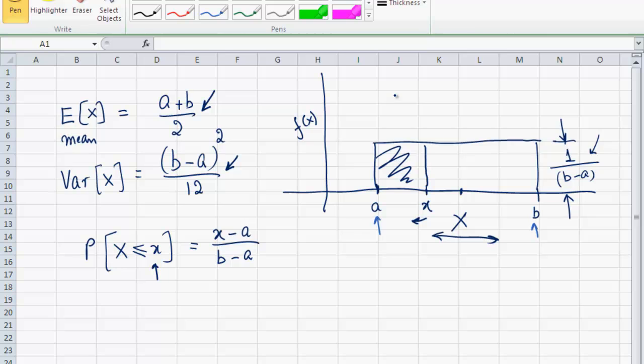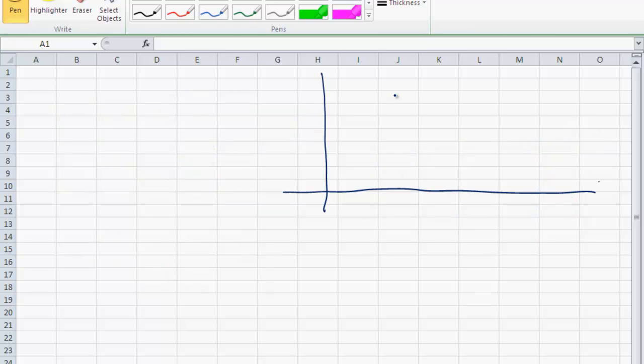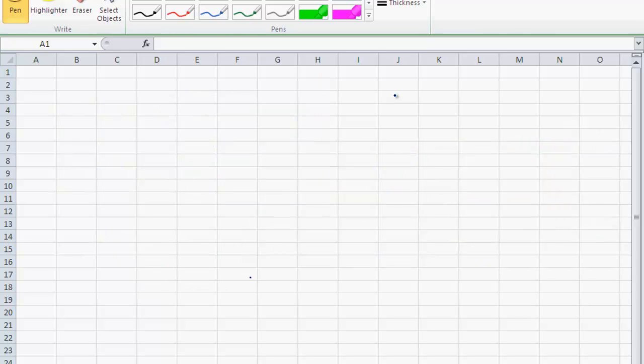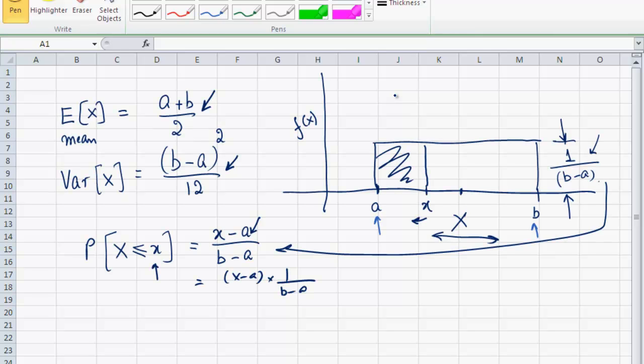And again, using our knowledge of geometry, this area is simply the base multiplied by the height. So the base is x minus a, and the height, as we have seen, is 1 over b minus a, and that's this thing over here. So you can write this as x minus a times 1 over b minus a, which is simply the base times the height. So you can use your knowledge of geometry to solve problems of probability involving the continuous uniform distribution.